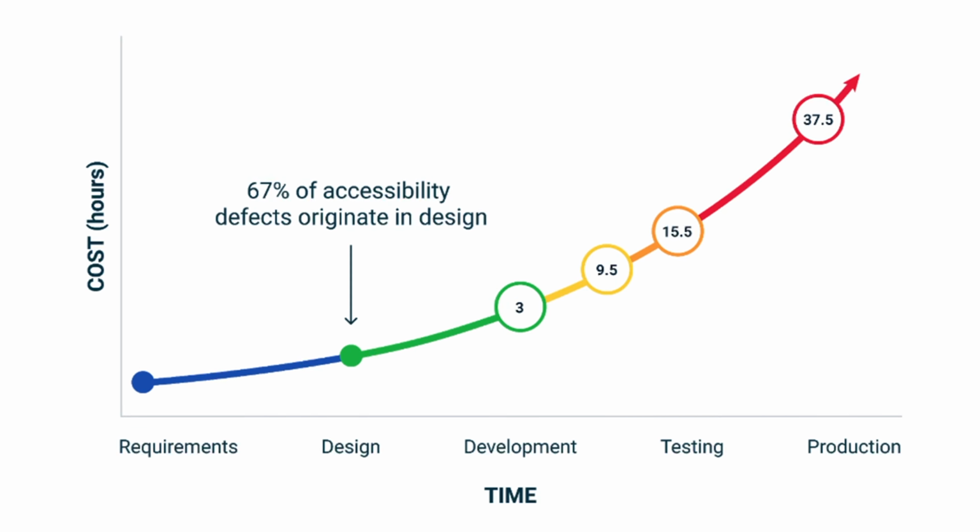Deque Systems, a digital accessibility company, did a study in 2021 which shows that 67% of accessibility defects originate in design. While it's our responsibility as product designers to design the visual experience of our products, that's simply not enough at all. Only considering the visual experience doesn't guarantee a good user experience for all of our users. We need to ensure that we're also considering and documenting the non-visual experience of our products for assistive technology users. So what are ways we can document the non-visual experience of our products?